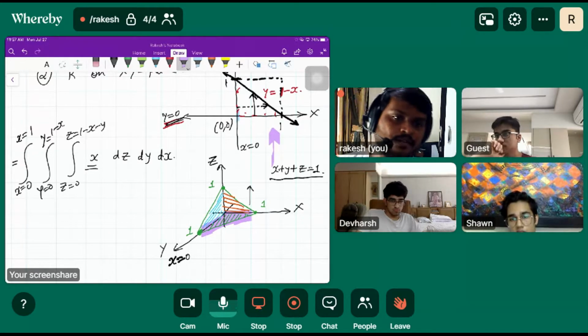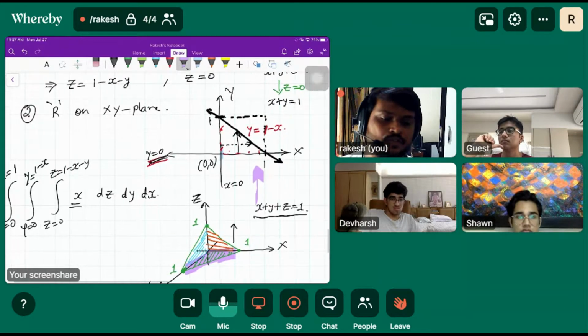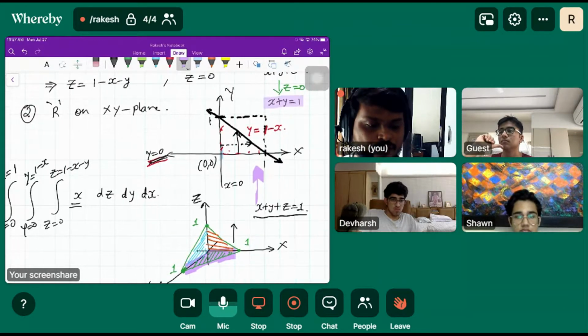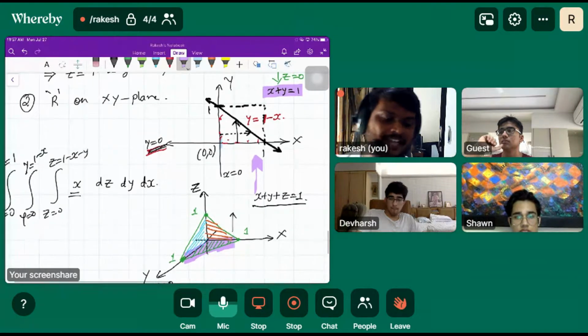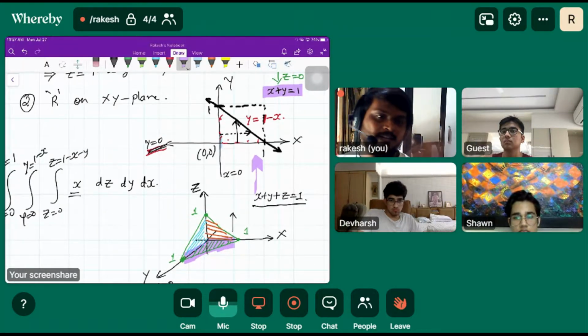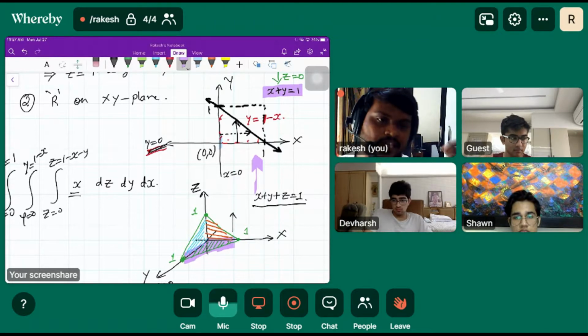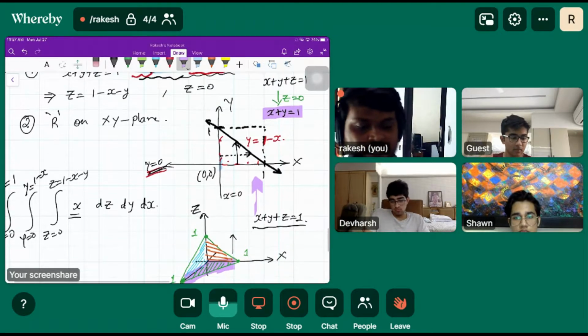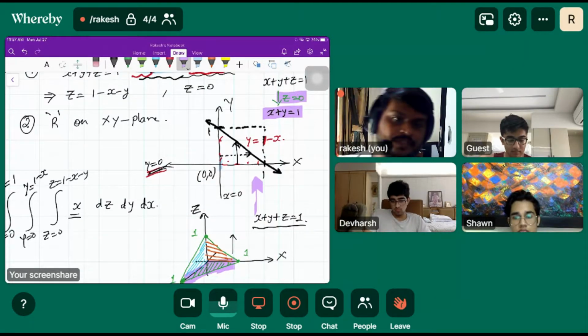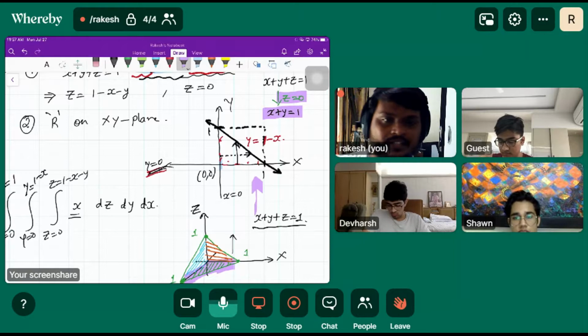And for that, we have drawn the line x plus y is equal to 1, because we need the plane where it intersects the xy plane. So that is z is equal to 0, which gives x plus y is equal to 1. I hope things are a lot clearer now. There is no difficulty in understanding these things.